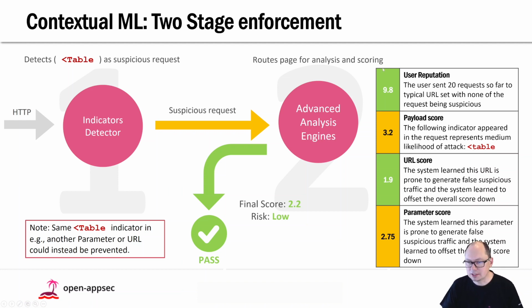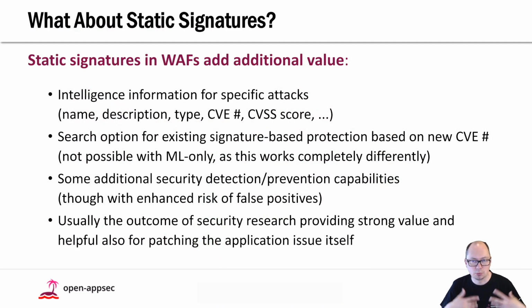Based on all those different contexts, doing a final scoring, we get to a final score of 2.2, which means a risk categorization of low. This means that the contextual machine learning engine in open-appsec will pass this request and not block it, which would have caused a false positive, as would be the case in traditional static signature approaches.